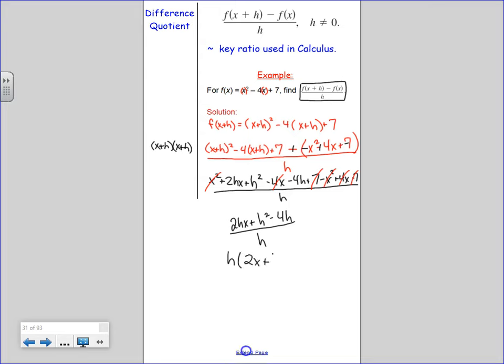I get 2x plus h minus 4. Now I can cancel that, right? Cancel that. It's not puppy. Kitten. Whatever. I can reduce it legally. So I can say, boom, boom, 2x plus h minus 4. Thank you. Is it complicated? Yes. Very much so. Is it possible with algebra and careful work and simplifying? Yeah, you just have to be careful.